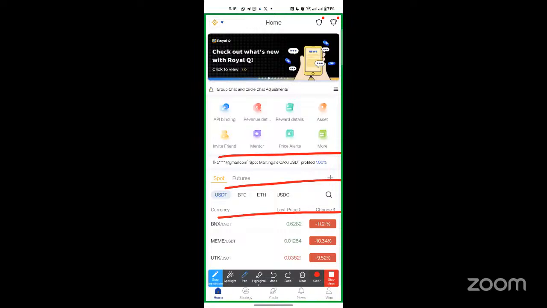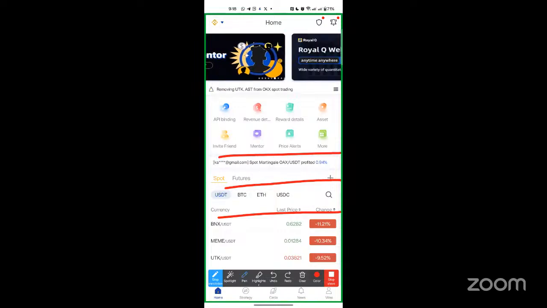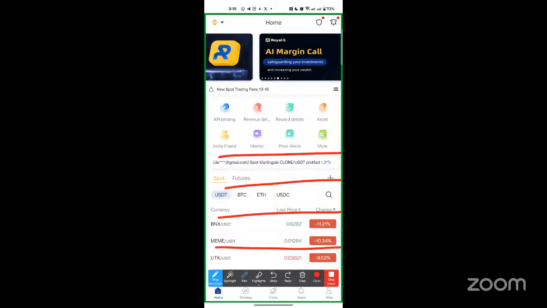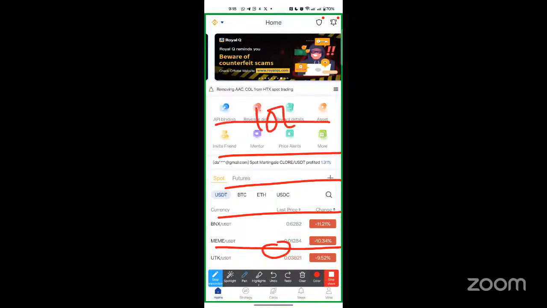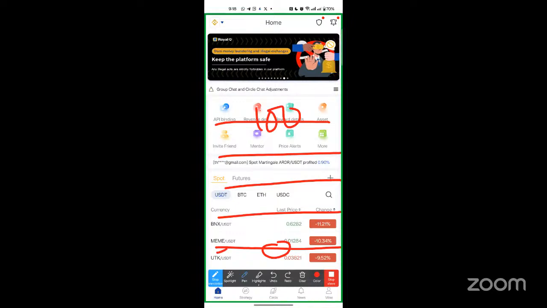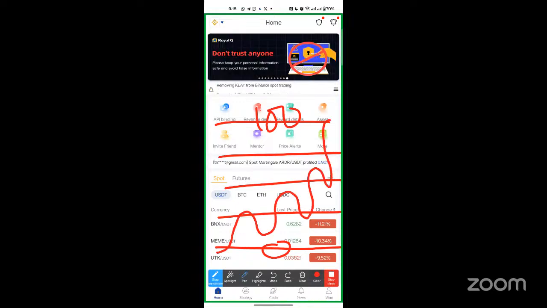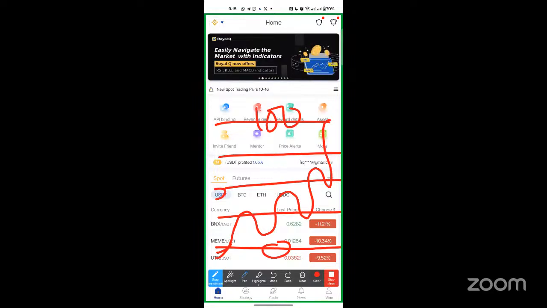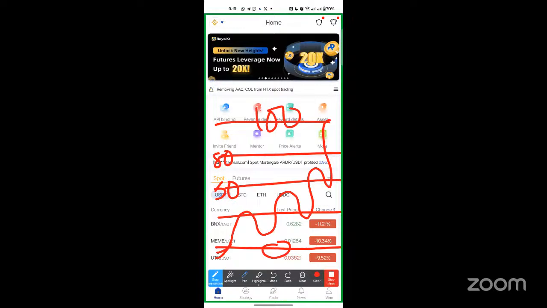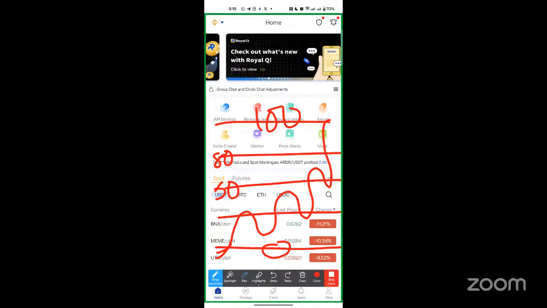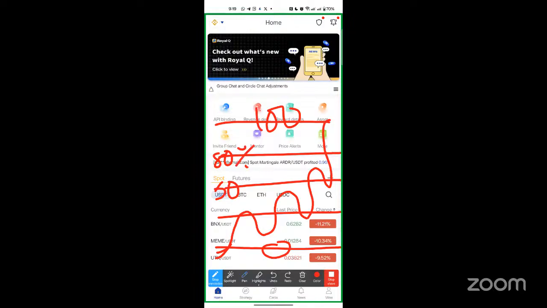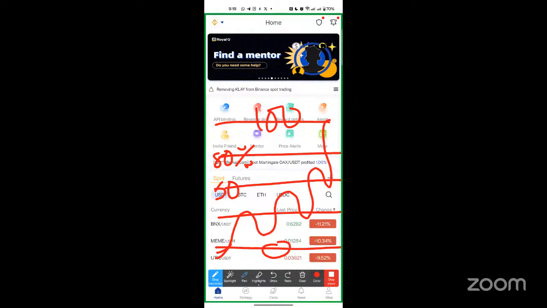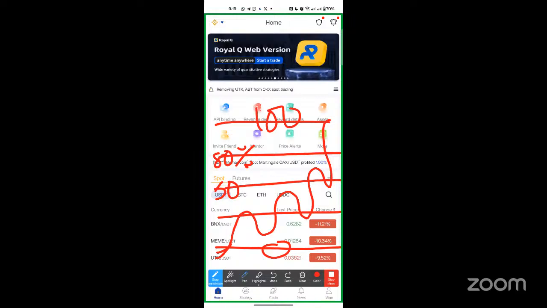Our zero, zero. And then it starts making its movement upward until it reaches 100. So when it starts from 0 and reaches 50, that is half of the journey, and it goes up to 80. I'm talking about the RSI of Royal Q, and it goes up to 80. Once it reaches 80%, it means the buyers have overbought this coin.